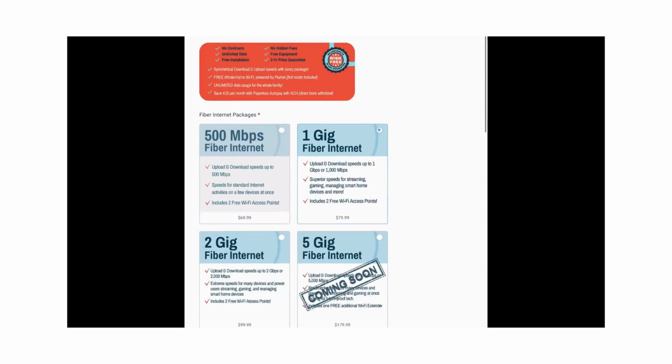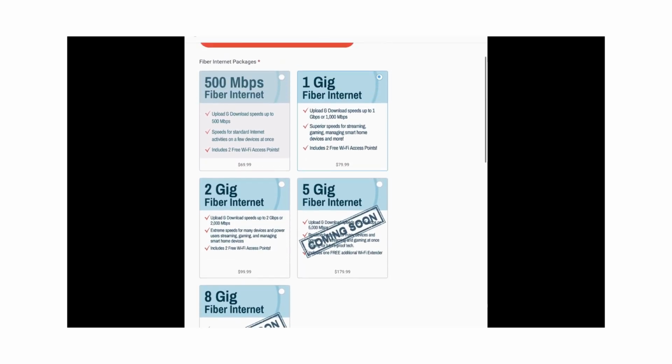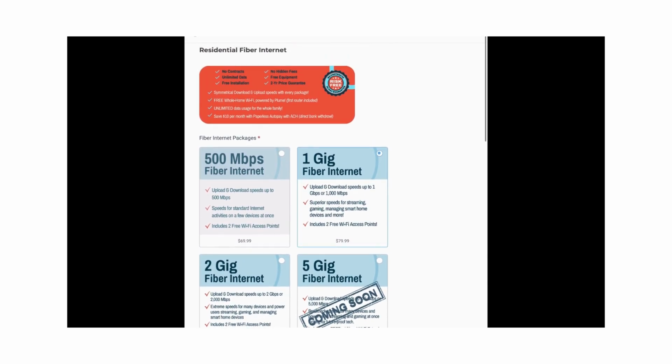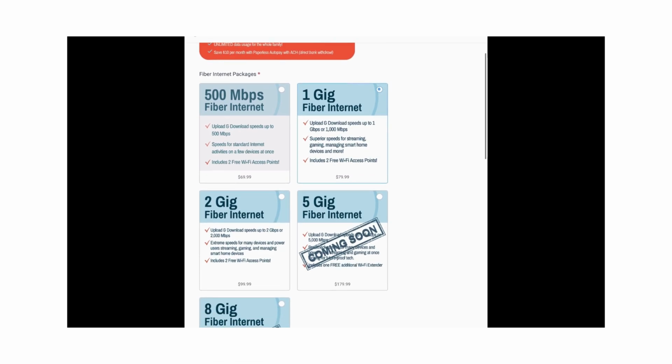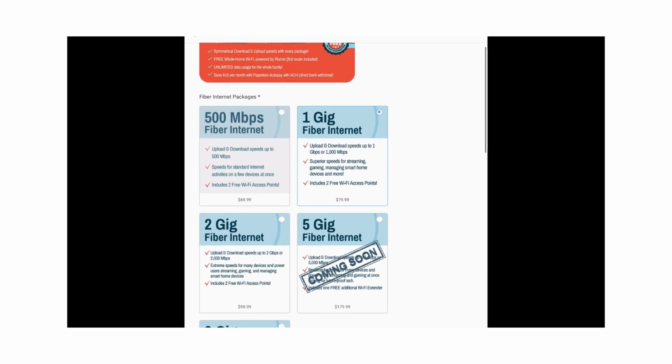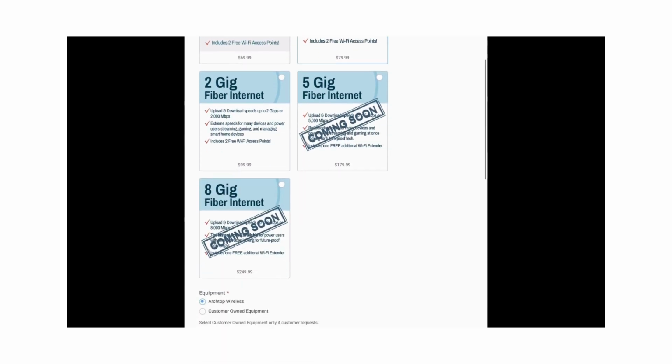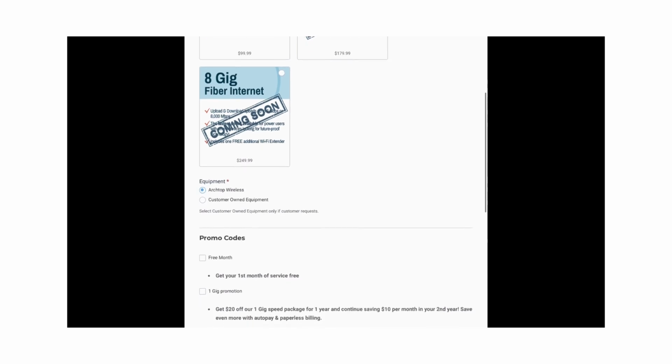For this situation, we're just going to pick the 1 gig internet service. For this customer, that's what they want. They want the 1 gig. So that's what we're going to go with. But you can pick the 500, the 2 gig, whatever they want.